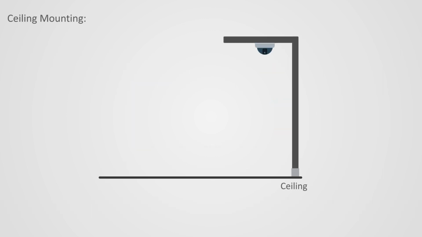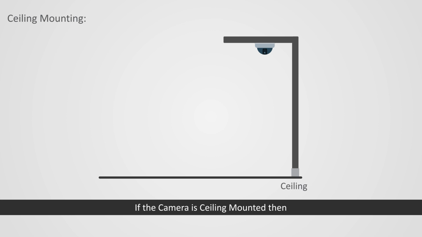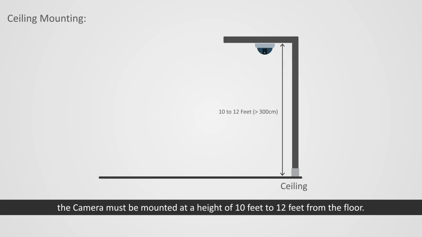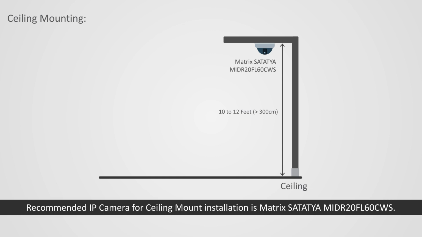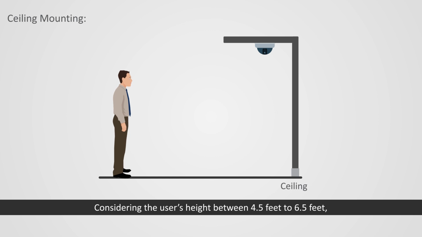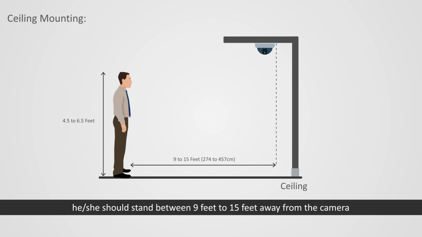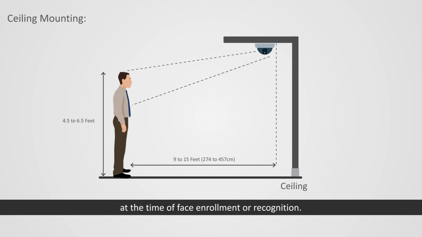Ceiling mounting. If the camera is ceiling mounted, then the camera must be mounted at a height of 10 feet to 12 feet from the floor. Recommended IP camera for ceiling mount installation is Matrix Sothethia MIDR20FL, 60 CWS. Considering the user's height between 4.5 feet to 6.5 feet, he or she should stand between 9 feet to 15 feet away from the camera at the time of face enrollment or recognition.